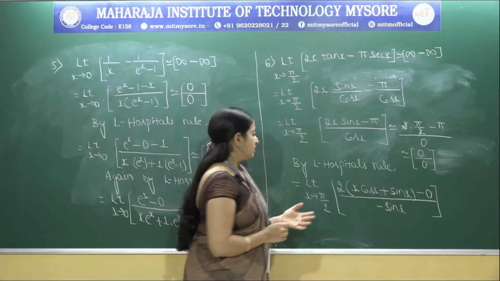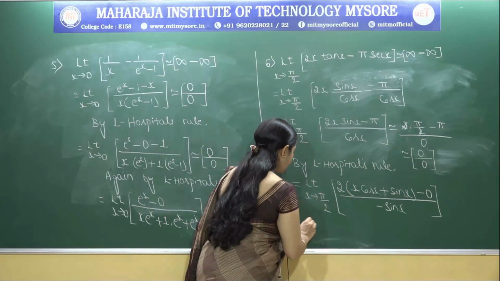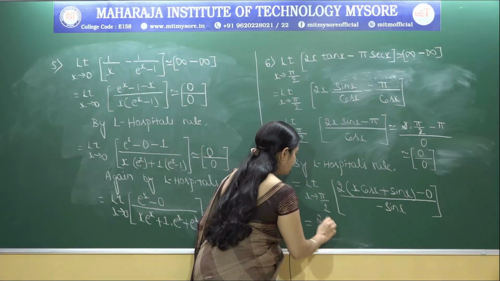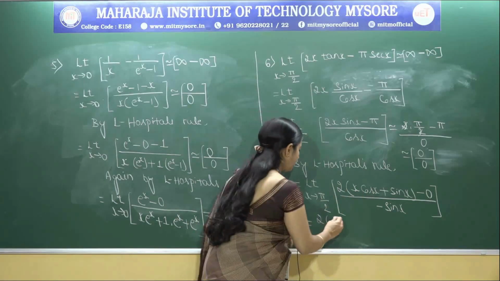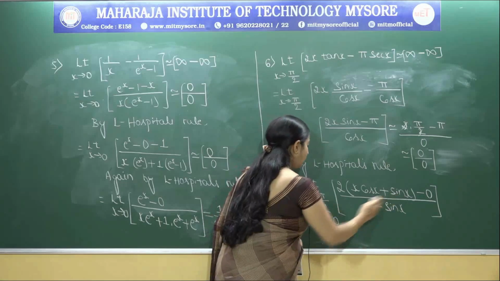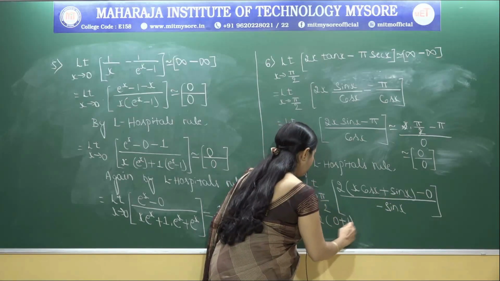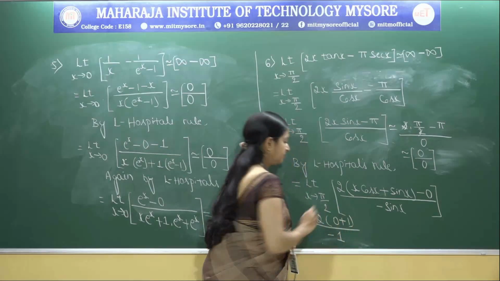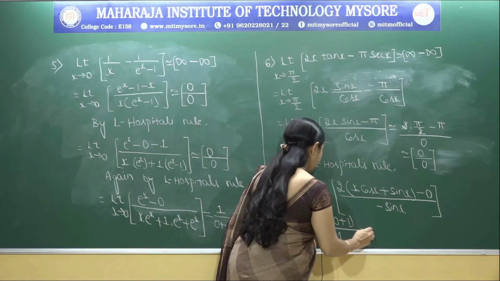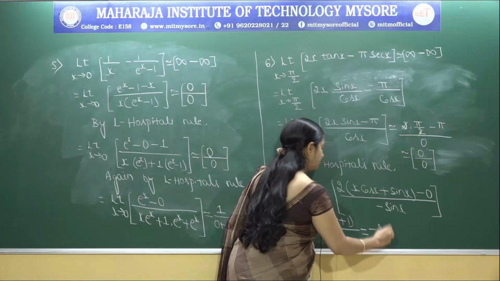Then apply the limit. First one, keep the 2 as it is. Since the cos pi by 2 is 0, we will get the multiplication of pi by 2 will get the 0. Second term, the sin pi by 2 is 1. Denominator, minus sin pi by 2 equal to minus 1. So we will get the answer minus 2.